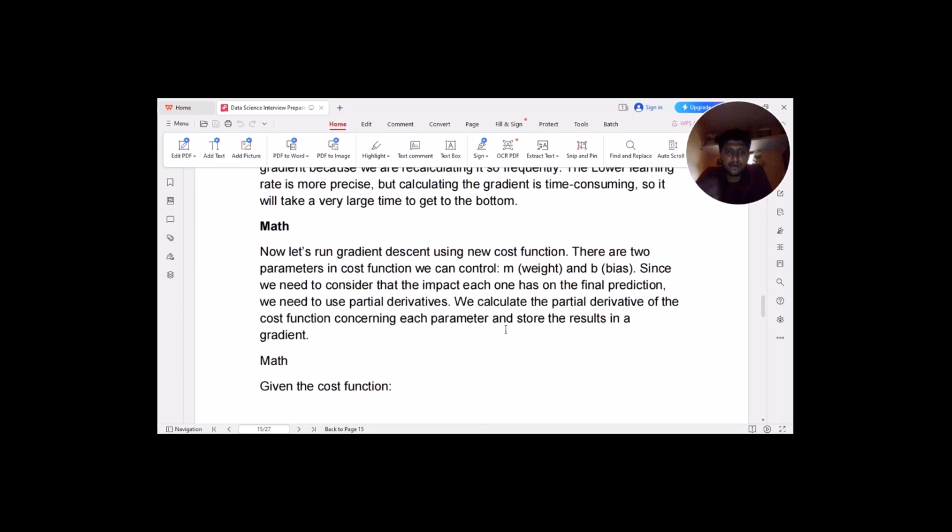So the math: let's run gradient descent using the cost function. There are two parameters in the cost function that we can control, m and b, the weight and the bias. Since we need to consider the impact each one has on the final prediction, we need to use partial derivatives. We calculate the partial derivatives of this cost function with respect to each parameter and store the results in the gradient.